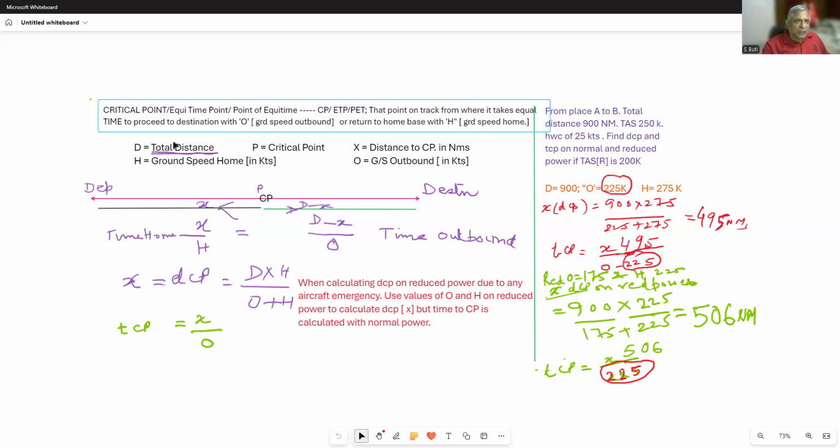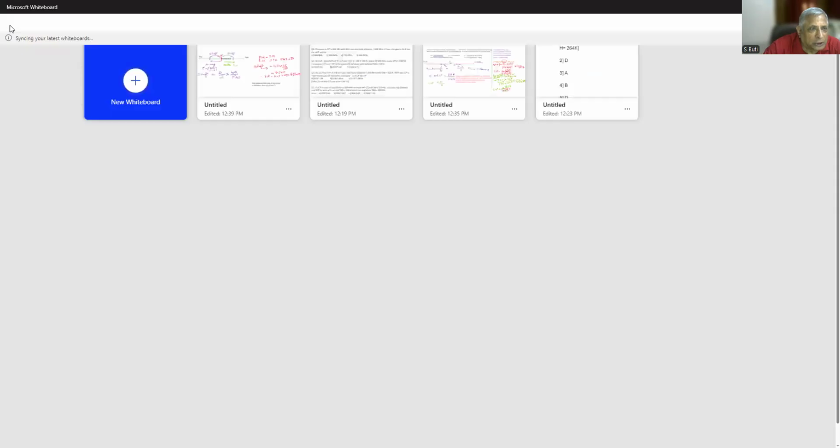Now, there is one more method of finding out the critical point, and some people find that more convenient. Okay, let's do that also.